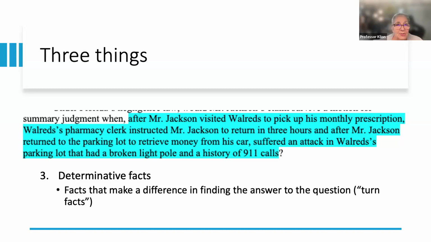After Mr. Jackson visited Walridge to pick up his monthly prescription, Walridge's pharmacy clerk instructed Mr. Jackson to return in 3 hours, and after Mr. Jackson returned to the parking lot to retrieve money from his car, he suffered an attack in Walridge parking lot that had a broken light pole and a history of 911 calls. Those are determinative facts. See the difference?